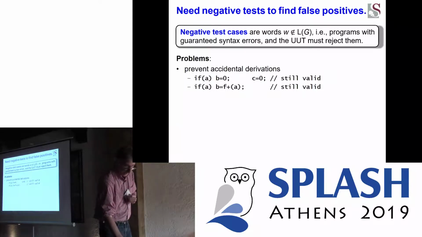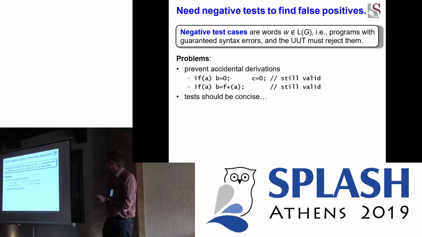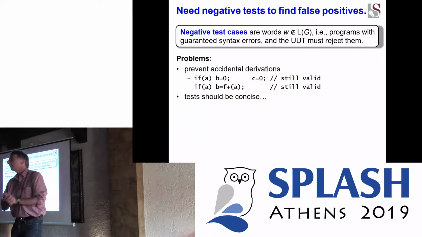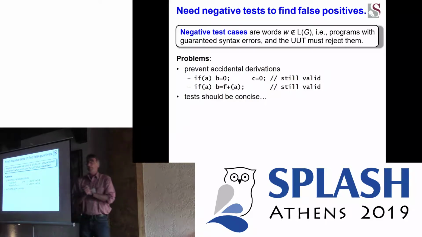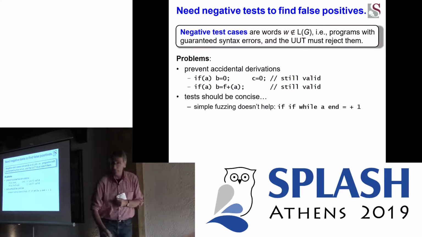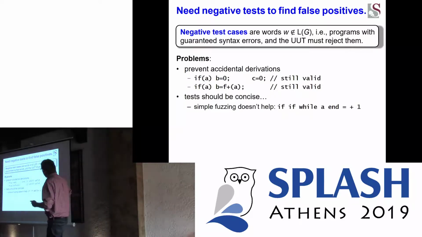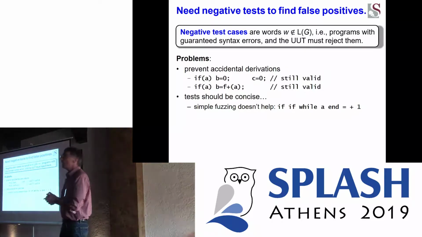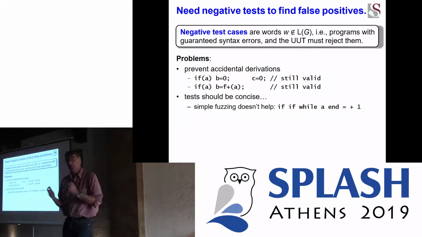Another problem is that we really want concise test cases. For those people who go recreationally slumming at software engineering conferences, fuzzing is all the rage there, right? A simple fuzzing approach doesn't work. We cannot just, well, we can, but it makes no sense to just spout out a sequence of tokens, because we don't really cover the error space, right?